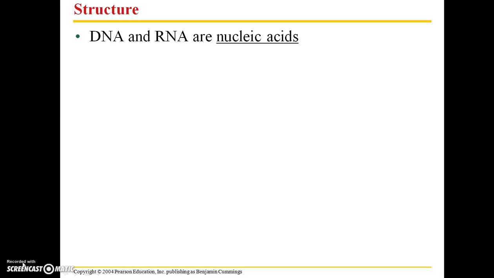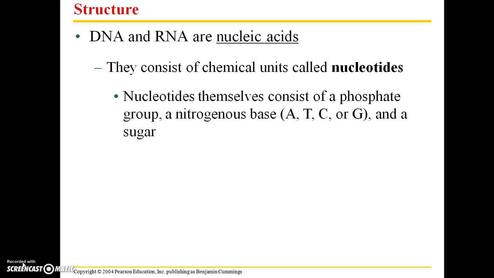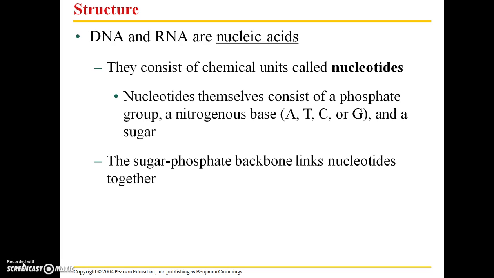DNA as well as RNA are nucleic acids. That is one of those 4 categories of macromolecules that I introduced you to a few lectures ago. They consist of chemical units called nucleotides, and nucleotides themselves consist of a phosphate group, a nitrogenous base, which is either A, T, C, or G, and a sugar. The sugar-phosphate backbone links nucleotides together.